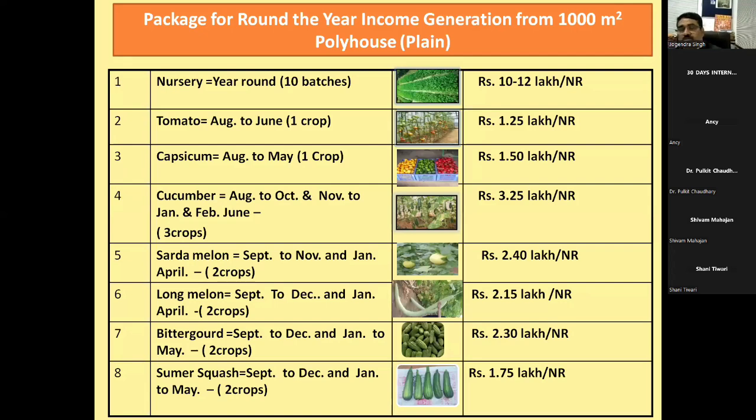So this is the beauty of protected cultivation: minimum area, maximum income. Same crop, maximum long life. So this is the income generation from protected cultivation of vegetable crops, like nursery, tomato, capsicum.